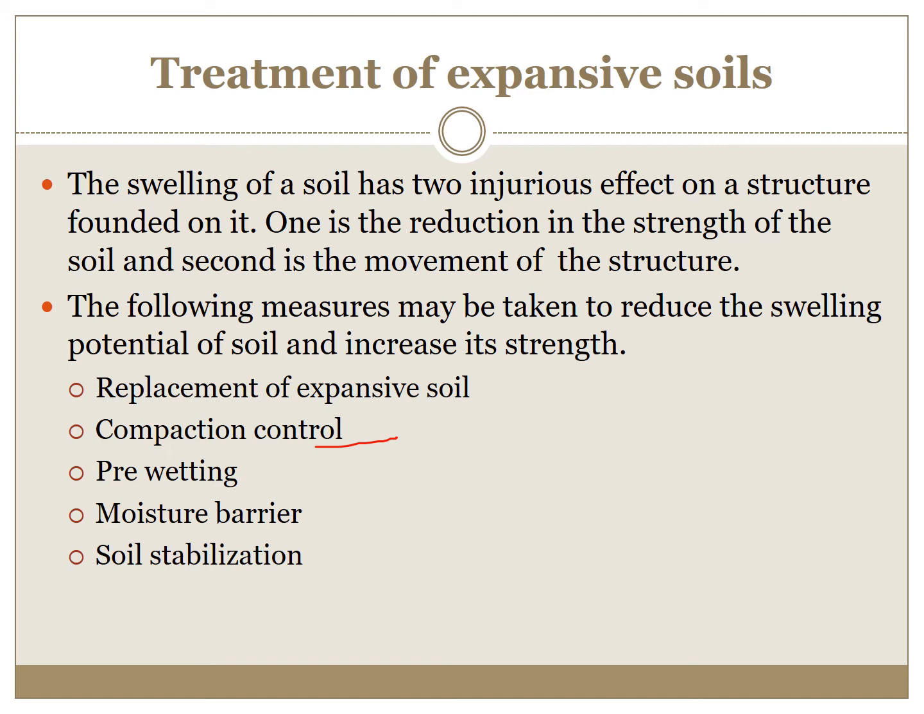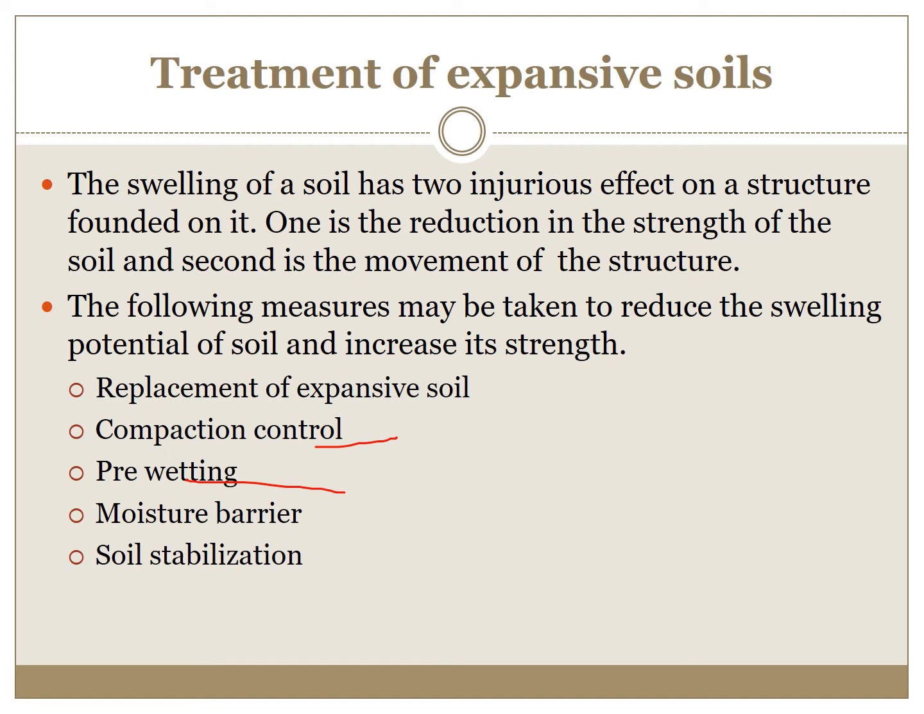Next method is pre-wetting of expansive soil. The purpose of pre-wetting is to increase the moisture content of the soil near the surface before placement of the structure. Another technique of pre-wetting is ponding, to achieve most of the heave before the construction. Pre-wetting is most suitable only for a highway subgrade.